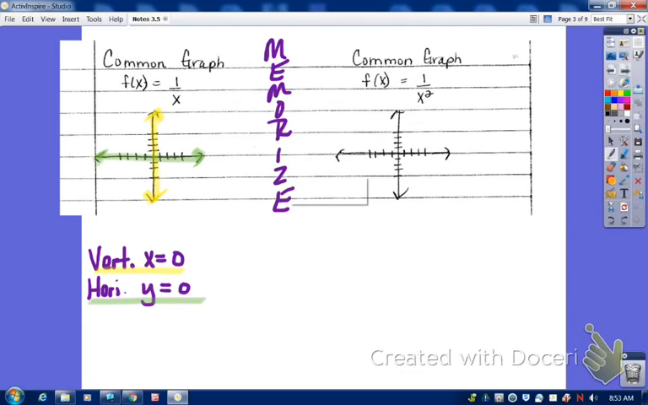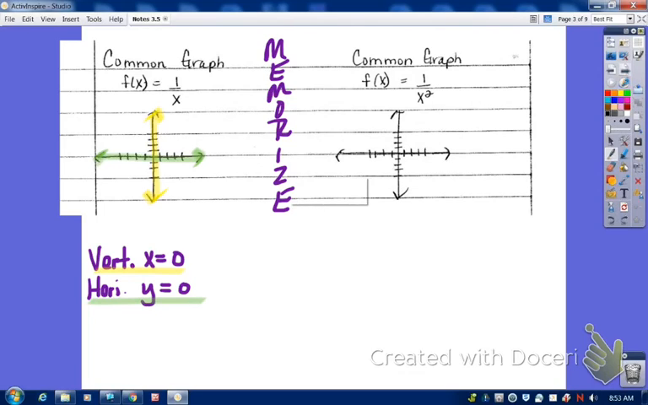Y'all get that? X equals 0, guys, is a vertical line. Y equals 0 is a horizontal line. I'm highlighting your axis because they won't ever dash the axis. Okay? If you have a horizontal asymptote or a vertical asymptote and they're on the y or the x-axis, they won't dash those. You just have to know that they're asymptotes. Okay?